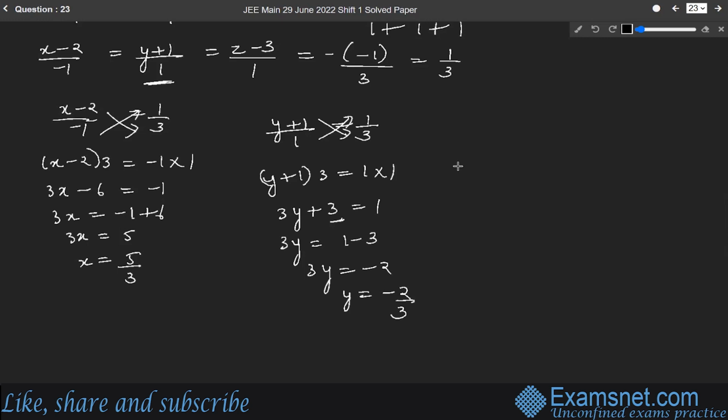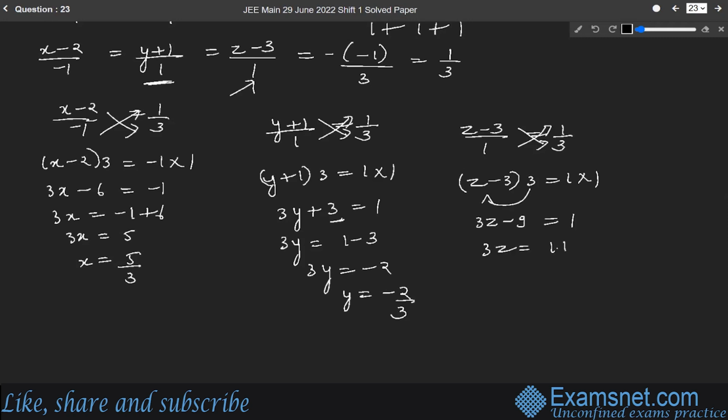Now similarly, we have to equate the last term. What is the last term here? It is z minus 3 divided by 1, equal to 1 by 3. Again, cross multiplying these values, z minus 3 into 3 is equal to 1 into 1. So 3 into z is 3z, minus 3 into 3 is 9, equal to 1. So 3z will be equal to 1 plus 9. When this 9 shifts to the right hand side, it will be positive. So 3z will be equal to 10. z will be equal to 10 by 3.